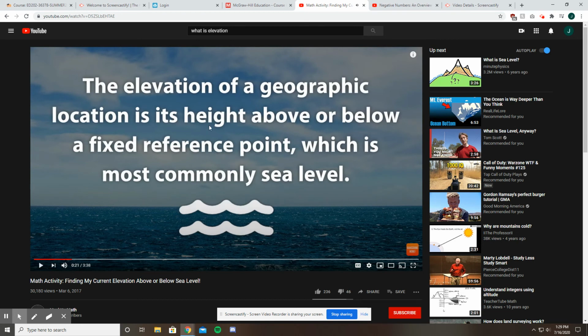Elevation of a geographic location is its height above or below a fixed reference point, which is most commonly known as sea level.